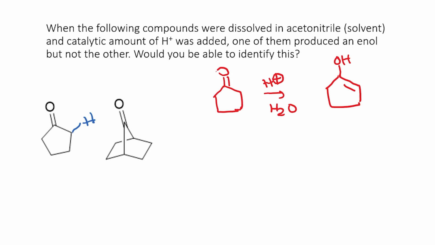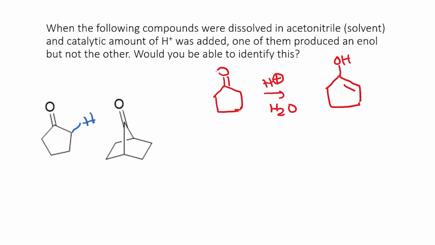Okay, let's move on to the next question. So here, the question is: when the following compound is dissolved in acetonitrile and a catalytic amount of H+ was added, in one compound you found that there was an enol produced, and in the other there is no enol formation. So the way we would address this question is to start with cyclopentanone, and when you add a catalytic amount of H+ in H2O, you can start detecting some level of enol being formed, although it may not be in a very large concentration.